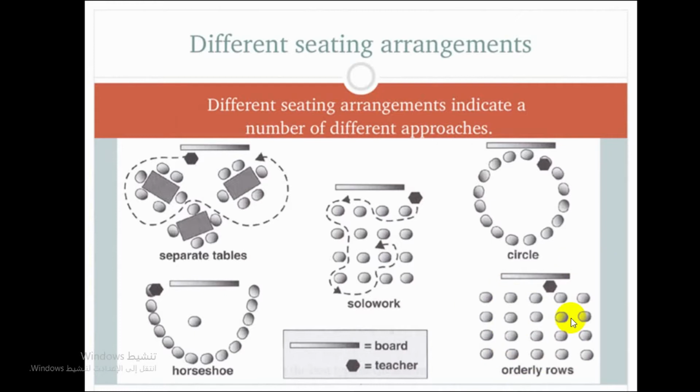The teacher can easily walk up and down between these aisles, making more personal contact with individual students and watching what they are doing. So orderly rows imply teachers working with the whole class.